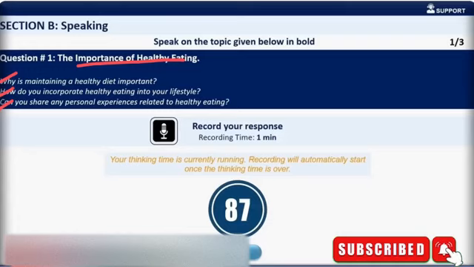A personal experience I'd like to share is how shifting to healthier eating habits improved my energy and focus. A few months ago, I replaced my sugary breakfast cereals with oatmeal topped with nuts and berries. This small change made me feel more energetic and less reliant on caffeine. Healthy eating is not just a choice, but a lifestyle that pays off in countless ways.